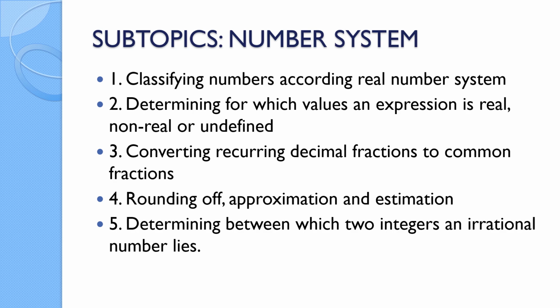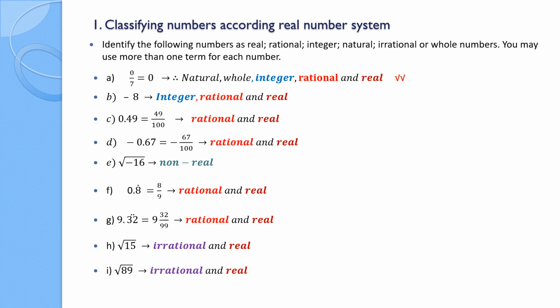So let's start. So number one, we are looking at, can you classify numbers according to the real number system? Identify the following numbers as real, rational, integer, natural, irrational, or non-real numbers. You may use more than one term for each number. So look here, the first number given, 0 divided by 7, which becomes 0. So we should know that 0 is a natural number. It can also be considered a whole number because whole numbers start at 0. It's an integer, it's rational, and it's real.